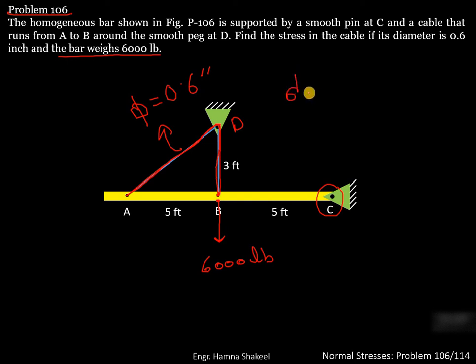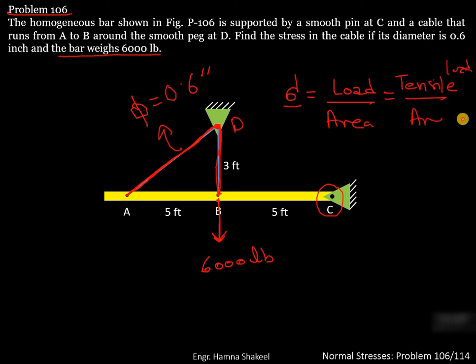So stress in the cable is equal to the load on the cable divided by area of the cable. So here you can see that the weight of the bar is acting downward and is stretching this cable AB. So the tension is being developed in the cable. So the stress in the cable becomes tensile load in the cable divided by the area.